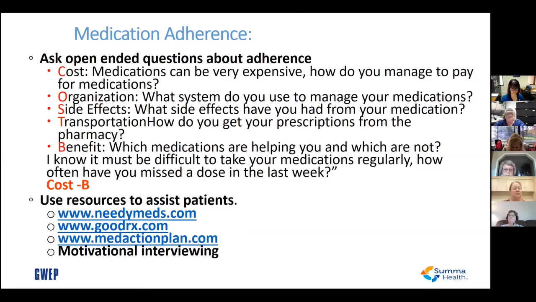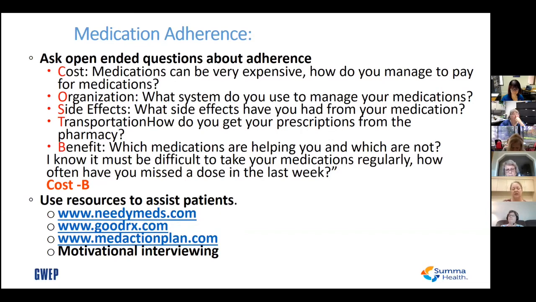Organization is how do they take the medication at the time that it's due? So what system do you use to manage your medications? Or how do you remember to take the medication when it's due is another question that I will ask. For side effects, what side effects are you having from your medication? For transportation, how do you get your prescriptions from the pharmacy? Benefit, I will ask which medications are helping you and which aren't. And then just to get an idea of how adherent they are to medications, I want to know how often they miss their medications. So I will ask how many times have you missed taking a medication within the last week to give me some ideas.